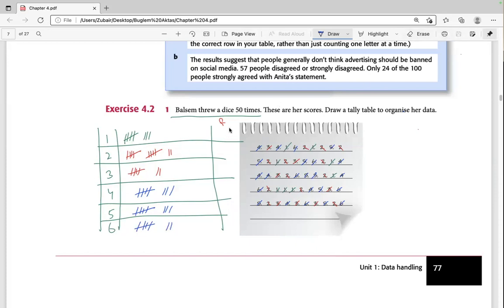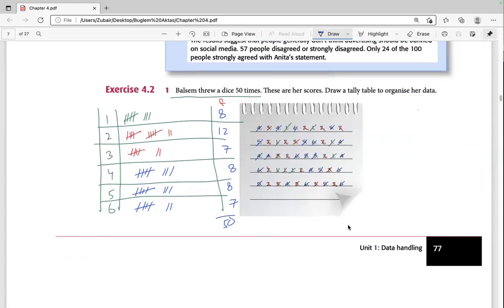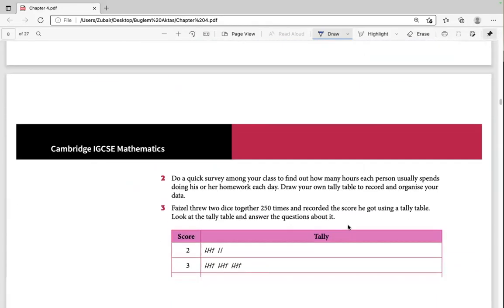Now we have this data: 8, 12, 7, 8, 8, 7. Now I'm going to total them all and see if it is 50. 8, 12, 7, 8, 8, and 7. I'm getting 50. So that means I didn't miss any. So this is our tally. Now we can use this data for different purposes.